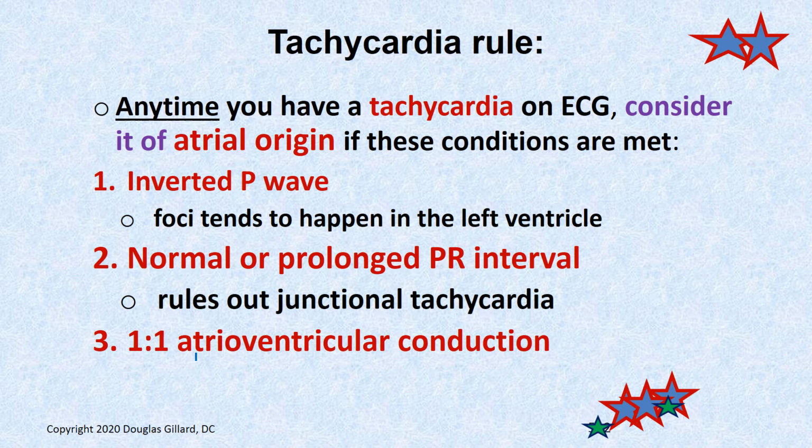Tachycardia rule: anytime you have a tachycardia on EKG, think it's atrial in origin if you meet these conditions. The P wave is inverted. There's a normal or prolonged PR interval, and the atrial to ventricular conduction ratio is 1:1. For every, what does that mean? For every P wave, there is a QRS complex.